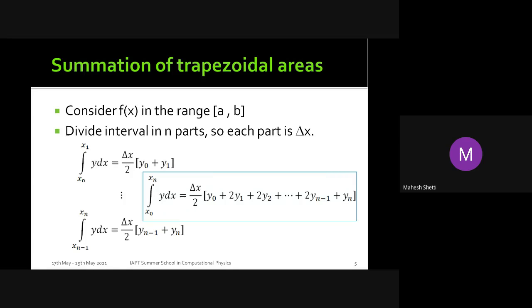Can everybody see the formula here? Yes, sir. So what is the formula? Delta x is that interval size divided by 2 in the bracket: y0 term, yn term, and all other terms multiplied by 2. In order to do this, I'll share this presentation with you on the classroom. But now let us go back to the Excel sheet and see what we have done.